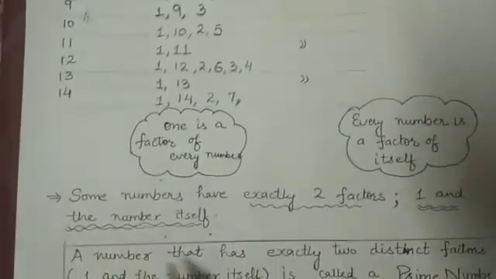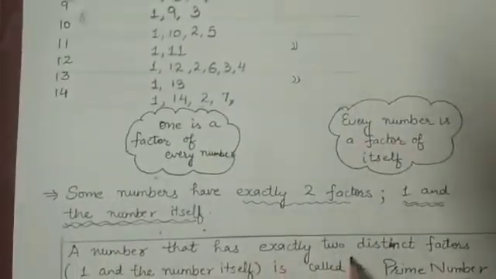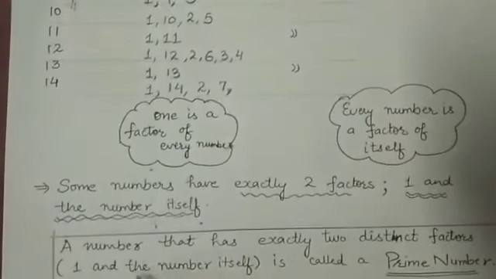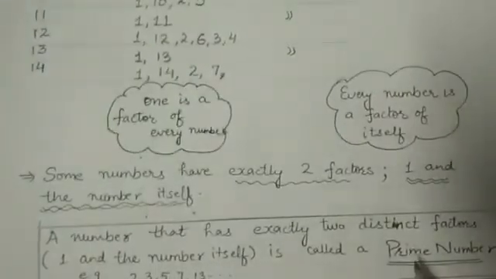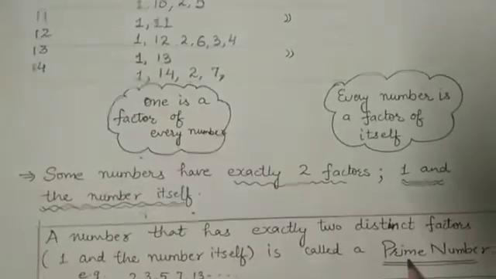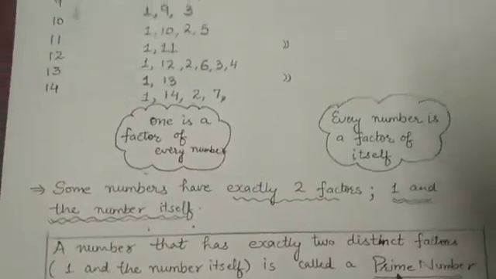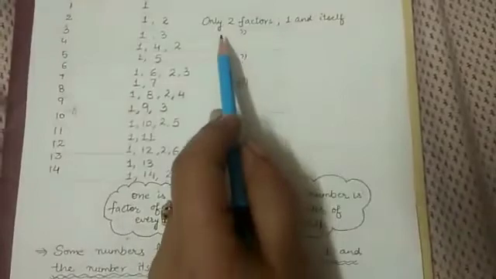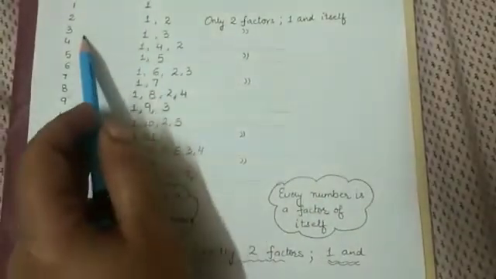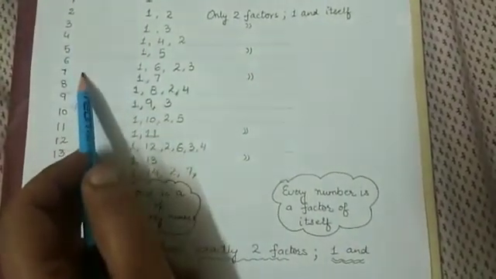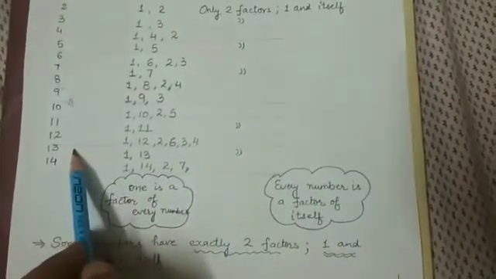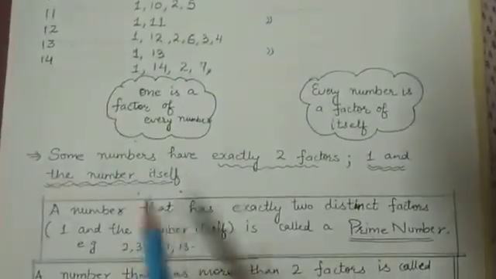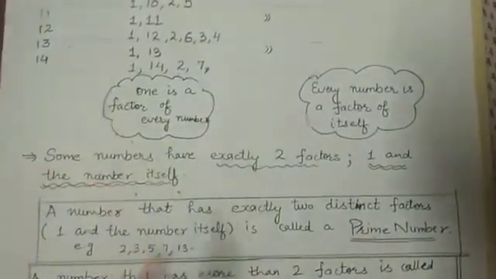These numbers which have exactly 2 distinct factors, 1 and the number itself, are called prime numbers. And which numbers are prime here? 2, then 3, 5, 7, then 11, then 13. Right? In this way, we can find more prime numbers.